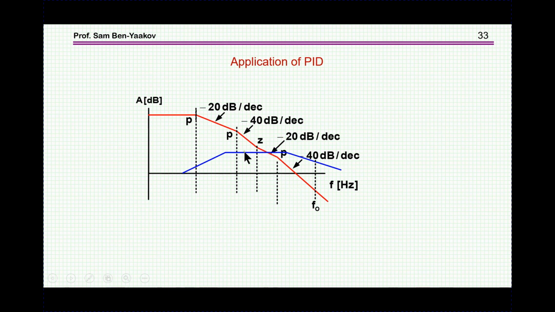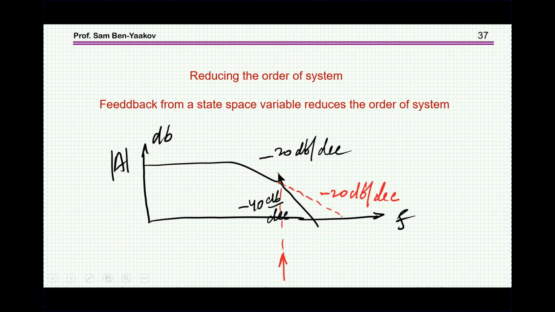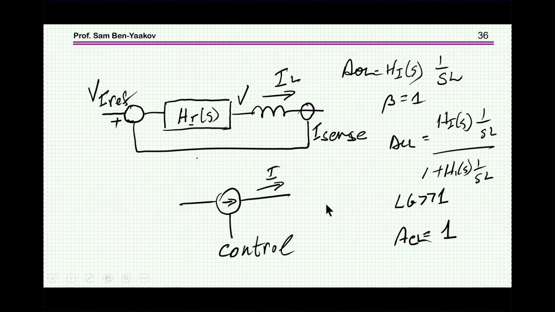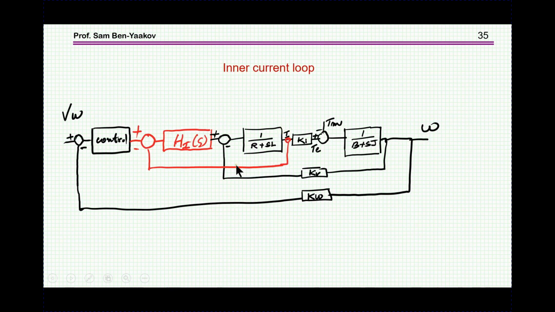And here it's nicer. So if we can modify the transfer function by the inner current loop, this is the inner current loop, then we'll reduce the order of this system. Rather than having 2 breakpoints, we're going to have only 1 breakpoint, but this one has been eliminated. So this is going to be discussed in the third part of this sequence.